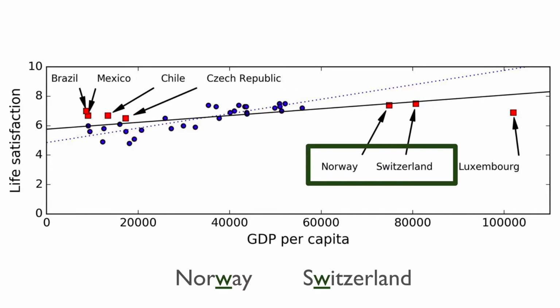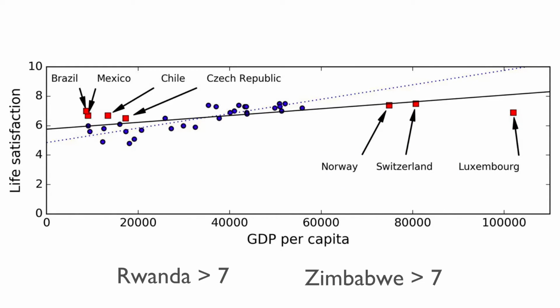Your model may learn that all the countries in the training data with W in their name have a life satisfaction greater than 7. As displayed in the graph, this is true for countries like Norway and Switzerland. Now, if you pass unknown countries which contain W in their name, like Rwanda and Zimbabwe, your model will predict that the life satisfaction is greater than 7 in both Rwanda and Zimbabwe.